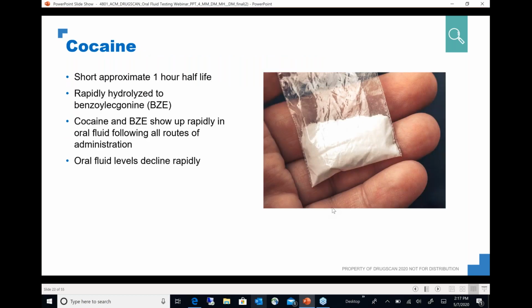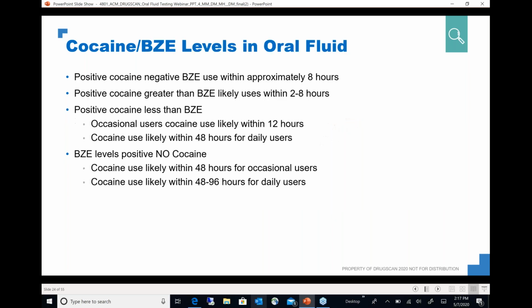Cocaine has a short, approximate 1 hour half-life. It's rapidly hydrolyzed to its metabolite, benzoylecgonine, abbreviated BZE. Cocaine and BZE show up very rapidly in oral fluid following all routes of administration, and oral fluid levels decline rapidly.